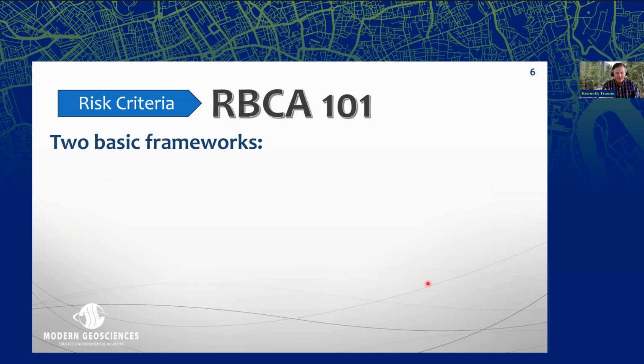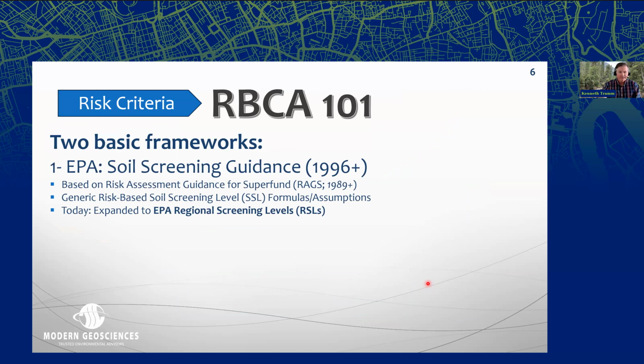Now, for risk-based corrective action, which came about because we had a lot of things to fix and only so much money to do it, we want every dollar to count. We have two frameworks in the United States that we use for that. One is the EPA Soil Screening Guidance, which came out in 1996. It is actually informed by things that came before it, such as the RAGS document, the Risk Assessment Guidance for Superfund, of which there are many, starting from 1989 on.